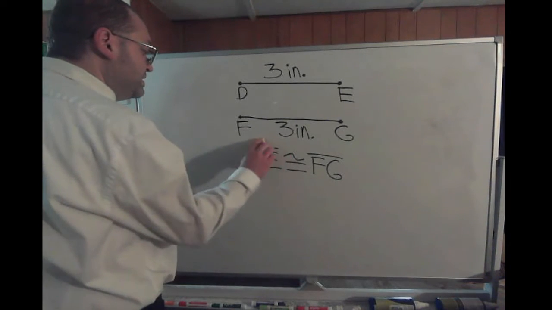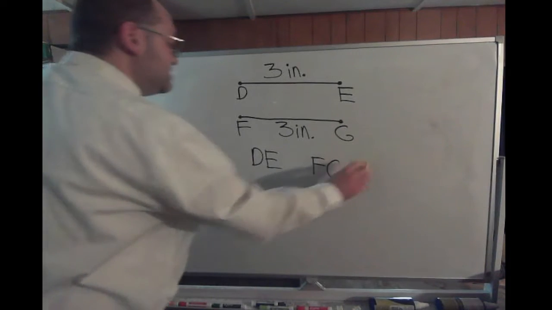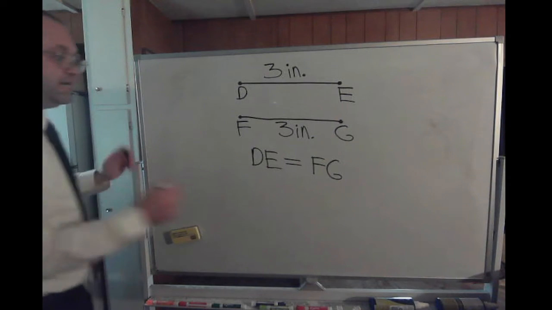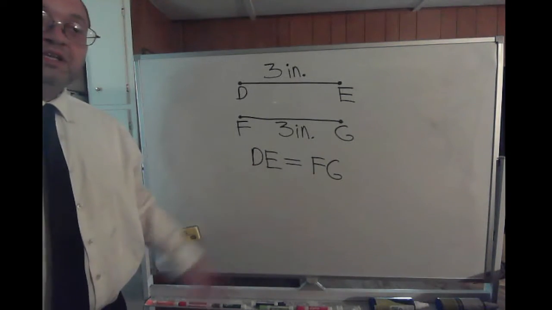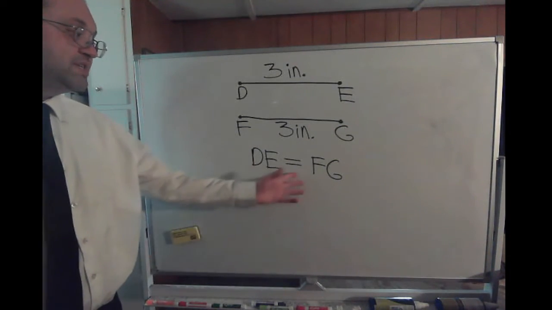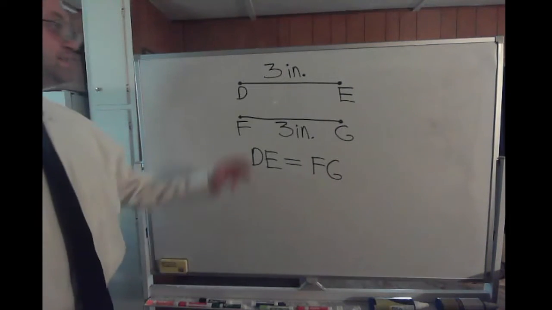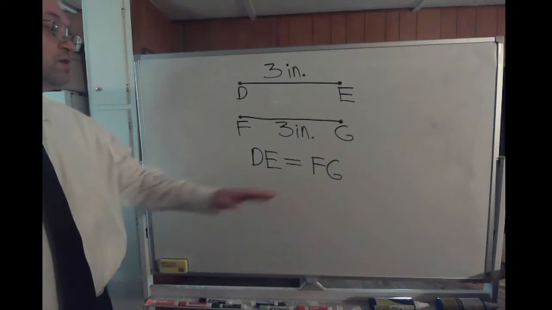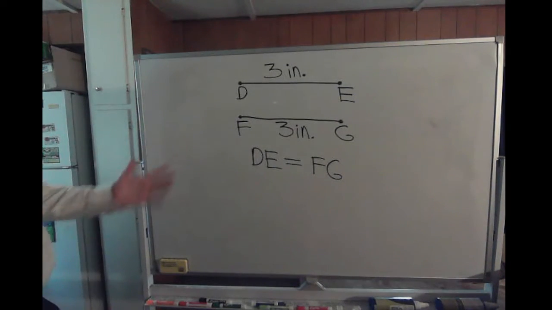Another way you can write this is you can write it as simply the lengths of them. You can say DE equals FG. That's another way you can say it. And as I said, congruent and equal basically mean the same thing. So you're going to see those used interchangeably throughout geometry. So we can say line segment DE is congruent to line segment FG, or we can say length DE is equal to length FG. I mean, you could say either one. It wouldn't really matter.